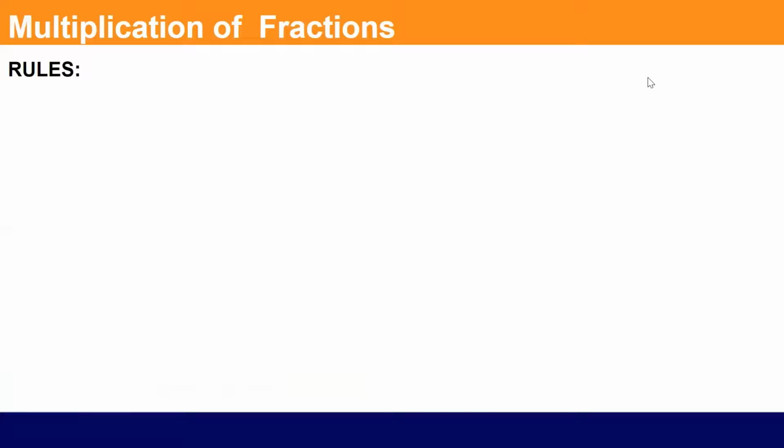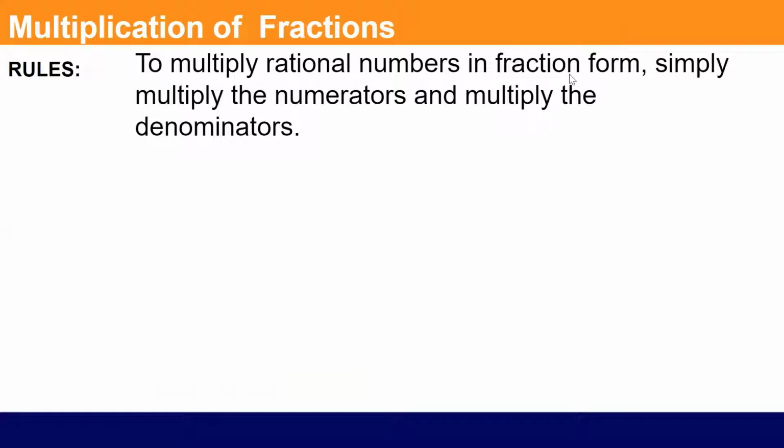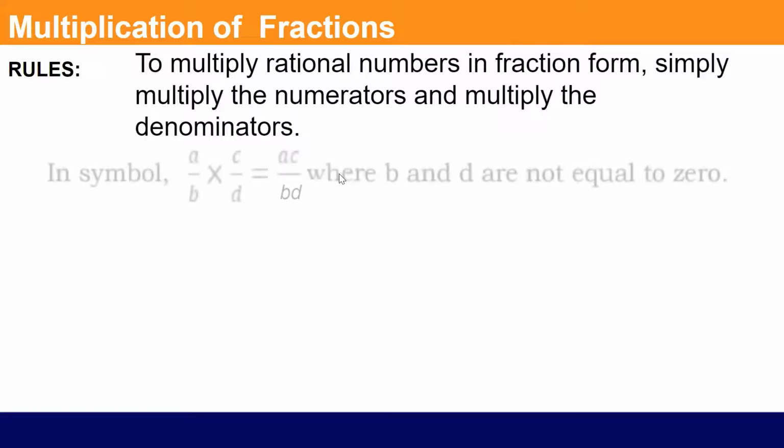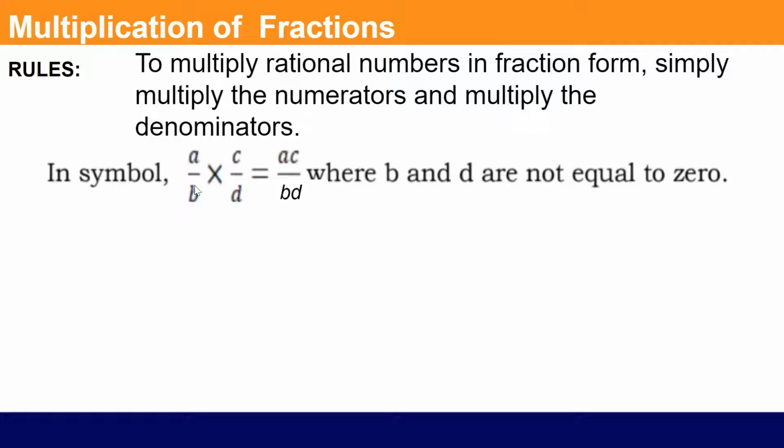Rules for multiplication of fractions. To multiply rational numbers in fraction form, simply multiply the numerators and multiply the denominators. So again, imumultiply po natin yung numerator at saka po imumultiply yung denominators. In symbol, we have A over B times C over D equals AC all over BD, where B and D are not equal to 0. Okay? So, yun pong B at saka yung D or yung denominator should not be equal to 0.